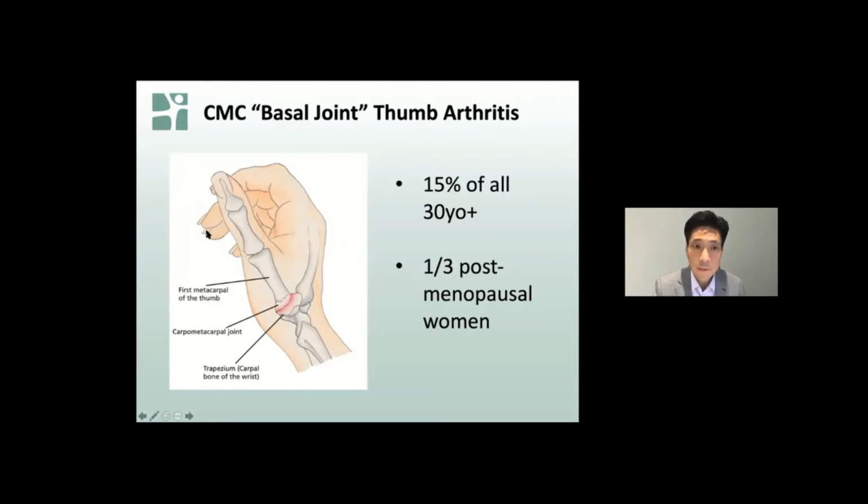If you look at the statistics, almost 15% of anyone above 30 years old gets this problem. And if you break it down to postmenopausal women, you see that 1 in 3 actually have this problem. So it's more common in women, and unfortunately, it affects 1 out of 3 women. It's very, very common, and it's a problem with gripping because you have to use that joint when you're gripping something.